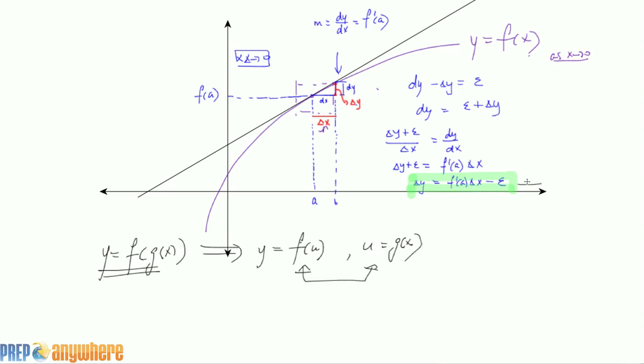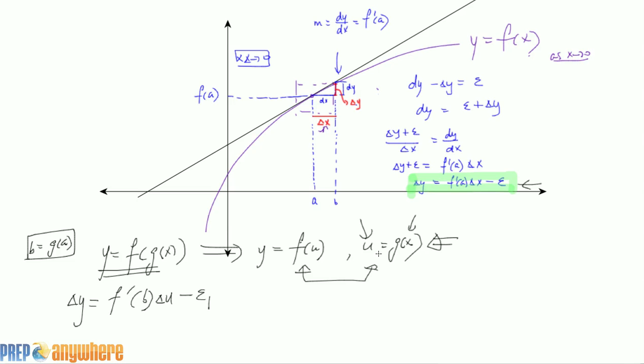Now using this differential approximation, I can say delta y, because it's a function of u, is equal to f prime at, now instead of picking a, I'm going to pick b, where b is the result of plugging a into g. So if you put a in here, the thing you get here will be b. So I'm going to put that in there, times delta u, minus, I'm going to call it epsilon 1, just to differentiate from the next epsilon I'm going to get when I apply the same differential formula for u equal to g at x.